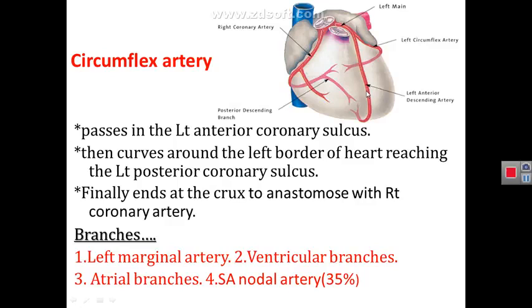anterior interventricular branch, which is the left anterior descending, while the circumflex coronary branch that anastomoses with the right coronary at the crux cordis gives the left marginal artery, ventricular branches, branches to the left atrium, and branches to the sinoatrial node in 30% of the population.